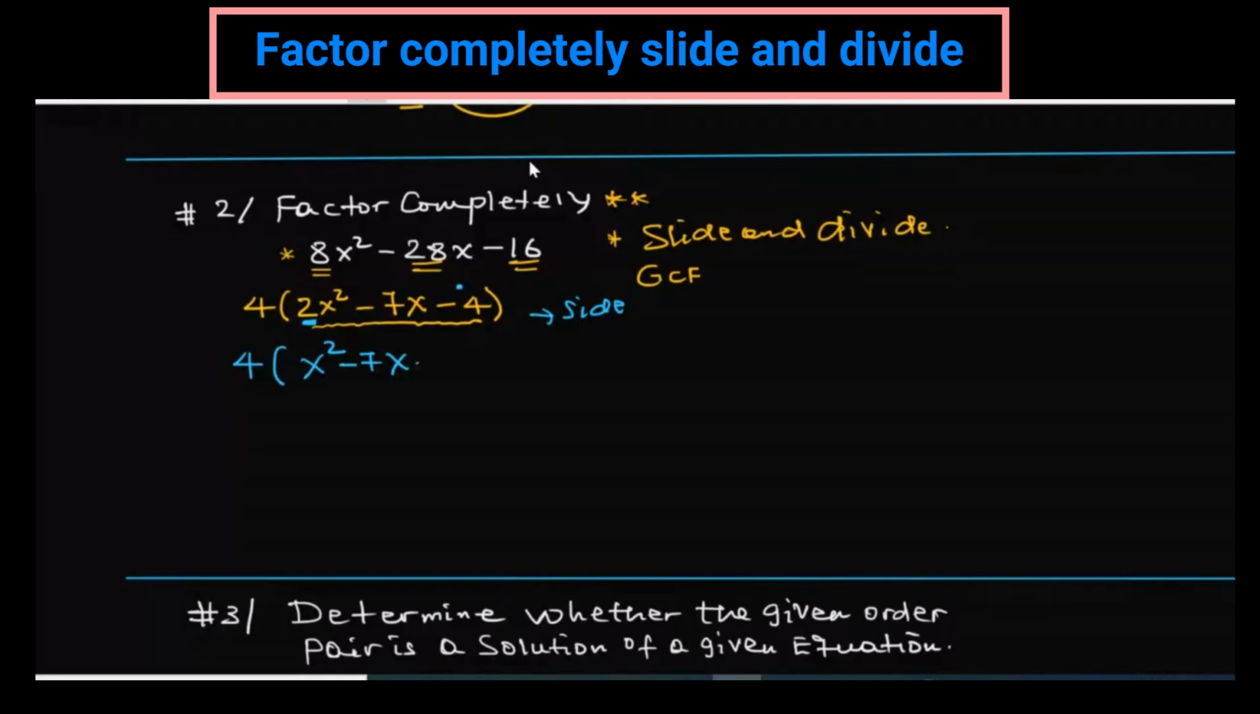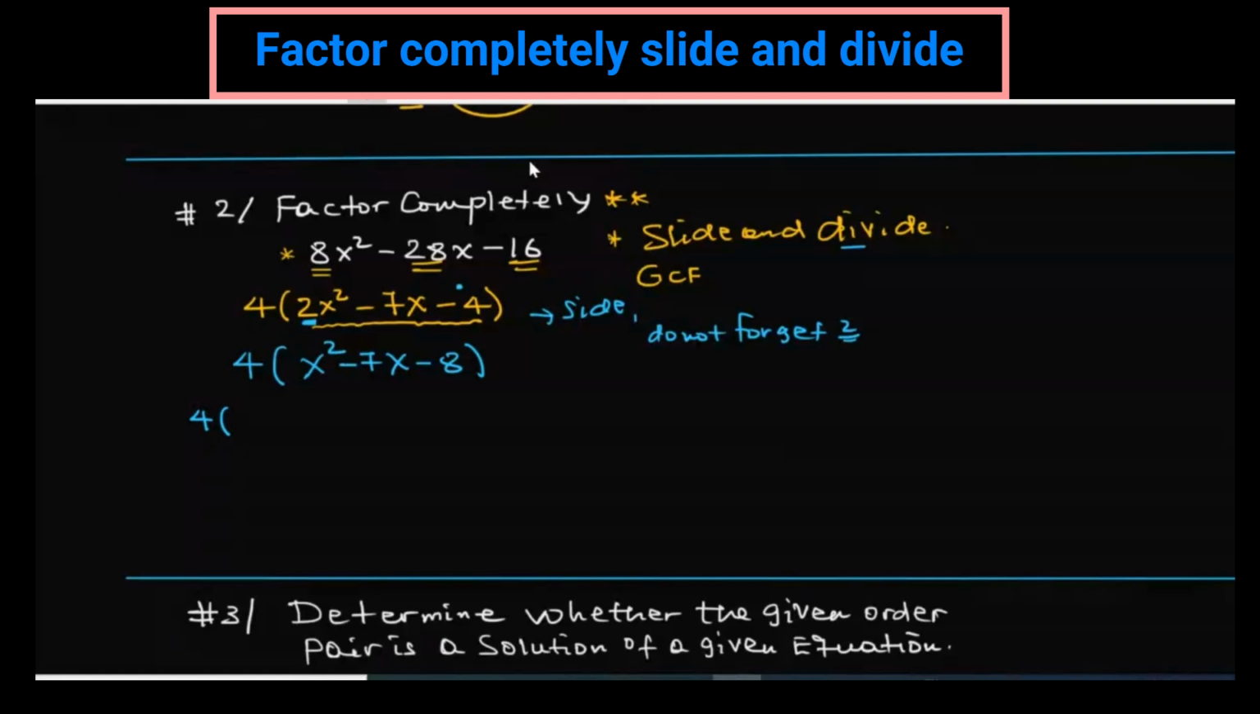When I slide 2, I will get negative 8, because negative 2 will multiply to negative 4. Now remember, do not forget the 2. That's a very important part, because that will come to the divide step. So let me keep the 4 again.